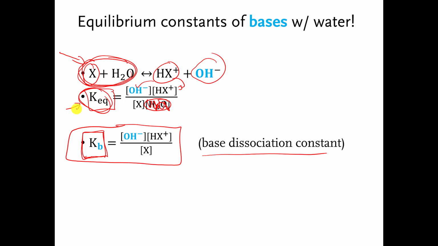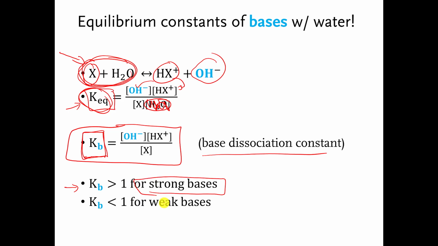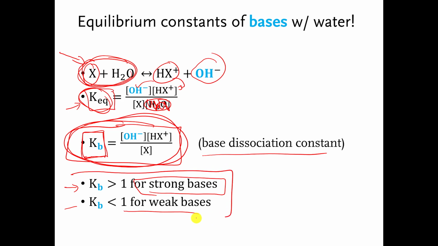Same general rules apply. If the Kb for your base is bigger than 1, then you say you have a strong base. If the Kb for your base is less than 1, then you say you have a weak base. And you should know what Kb means. You should know the general formula for Kb, and you should know how to interpret whether you have a strong or weak base using the base dissociation constant.